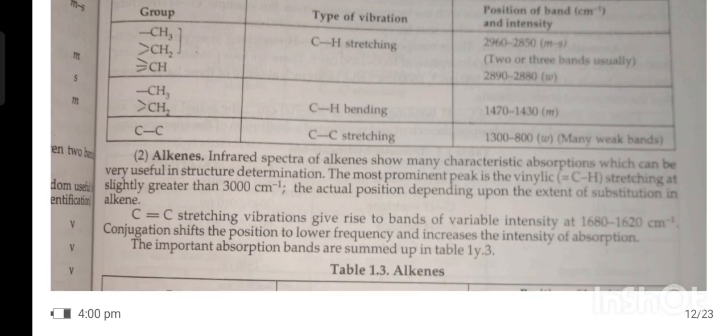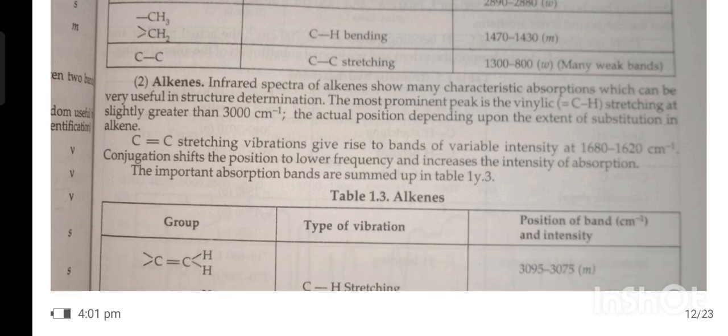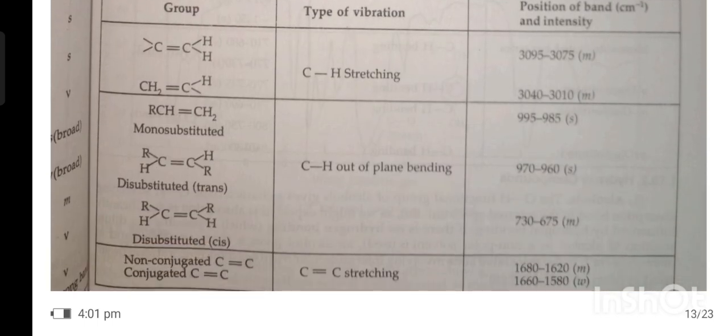Second, alkenes. Infrared spectra of alkenes show many characteristic absorptions which can be very useful in structure determination. The most prominent peak is the vinylic CH stretch at slightly greater than 3000 cm⁻¹, the actual position depending upon the extent of substitution in alkenes. Carbon double bond carbon stretching vibration gives rise to bands of variable intensity at 1680 to 1620 cm⁻¹. Conjugation shifts the position to lower frequency and increases the intensity of absorption. The important absorption bands are summarized in table 1.3 for alkenes.